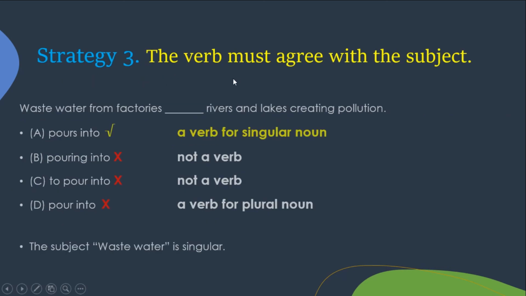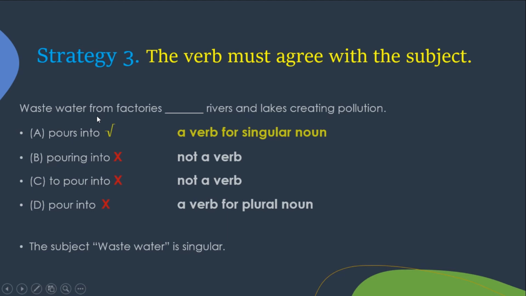The verb must agree with the subject. We already know we have to see the verb, and we also look at the subject. Whether the subject is plural or singular will determine the form of the verbs. And also don't forget to look at the tenses here. Like the example here, wastewater from the factories. So, this is a prepositional phrase, so it means that the real subject is actually the wastewater here, and water is uncountable, so it is singular.